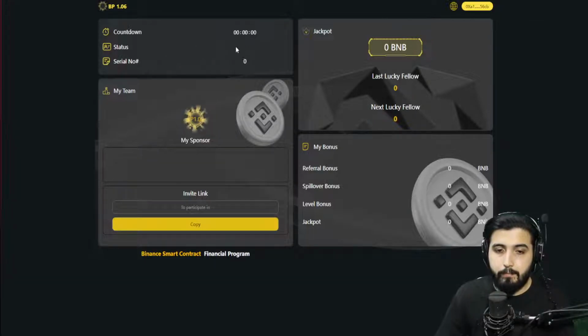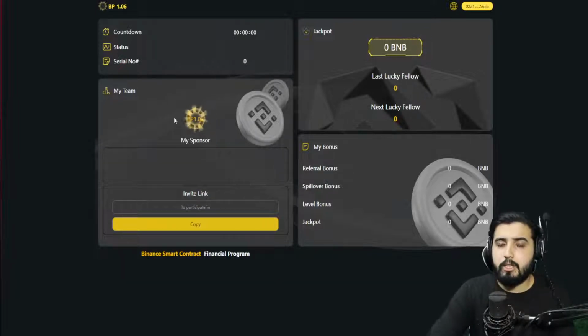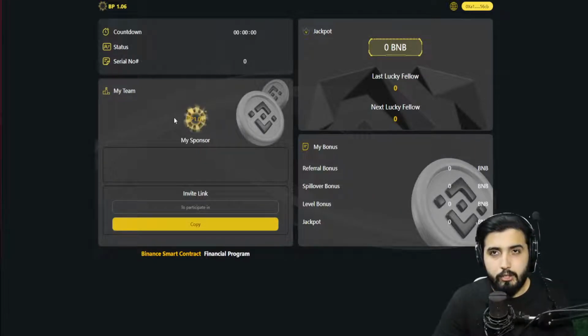So when you connect your wallet, this is where you can get in. This is where you can get your link, and here you'll get the entire team that you sponsor, that you refer, and you can keep track of all the things that are coming in. And this is where you can keep track of your bonuses, where you get referral bonus, spillover bonus, level bonus, and the jackpot. This is for the jackpot, how much is deposited here. Of course, I have to connect my wallet in order to see this. And then the last lucky fellow and the next lucky fellow. So this is where it shows.